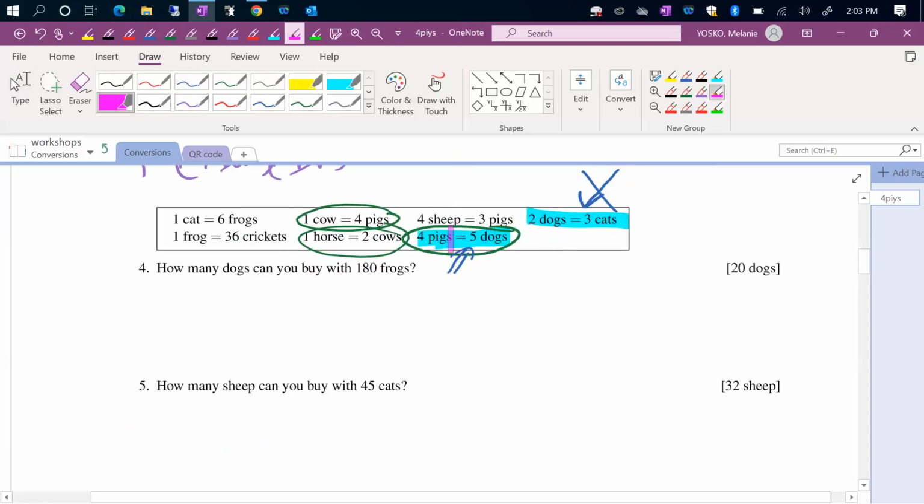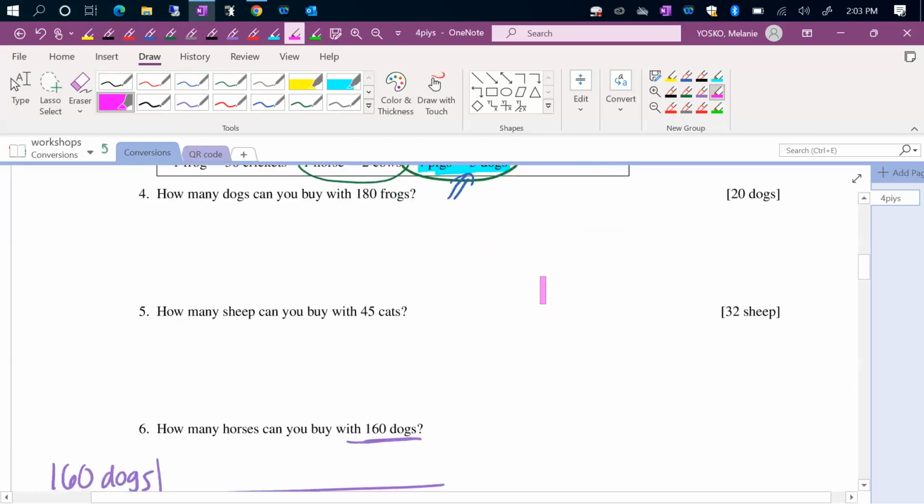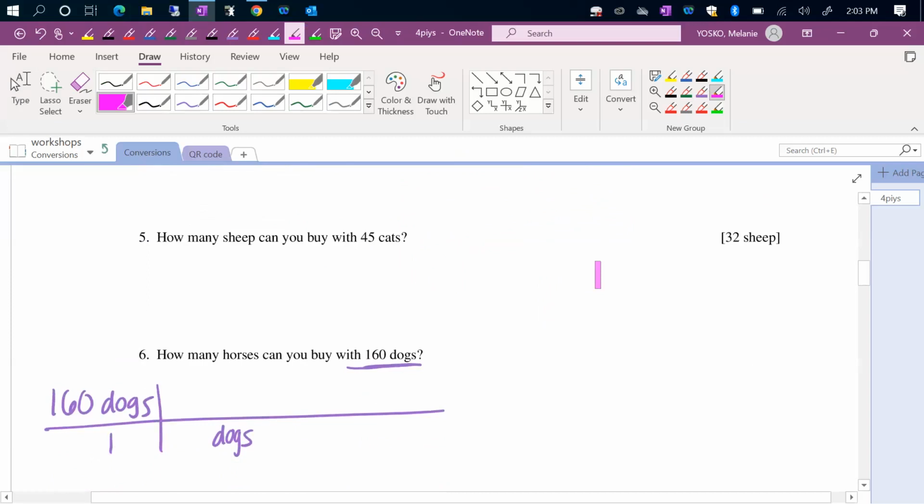If we had pigs, y'all told me pigs could give me cows, and cows could give me horses, right? So help me put it together. I have 160 dogs. 4 pigs goes where? Your numerator. 4 pigs and 5 dogs. Everybody with me so far? Cancel the unit of dog, dogs over dogs cancels.